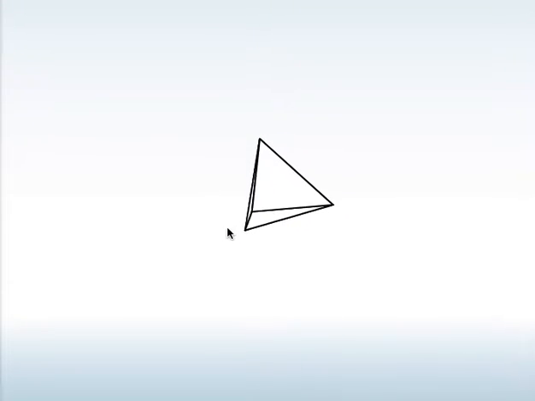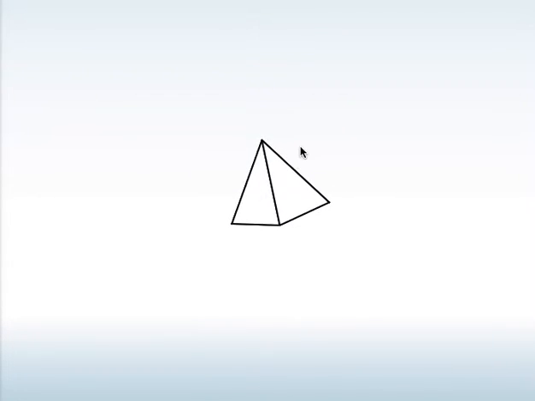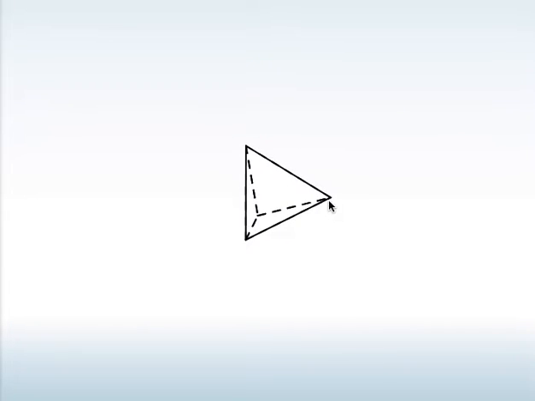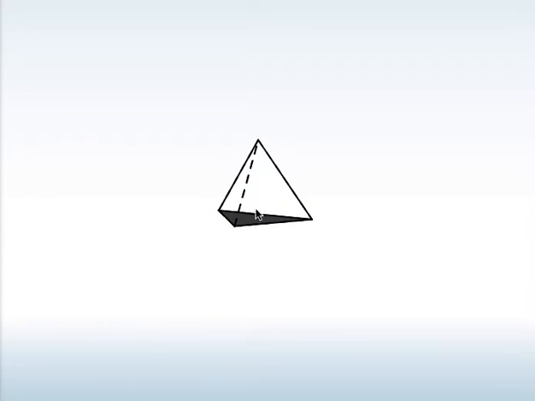I can see that this shape is a pyramid because the base is a different shape than the top of the shape there. That makes it a pyramid, and I can identify what kind of pyramid it is by looking at the base. What shape is the base? I can see that the base is a triangle. So that means this is a triangle-based pyramid.